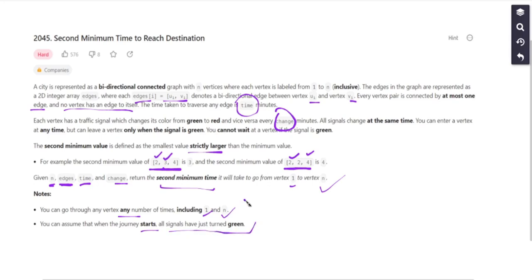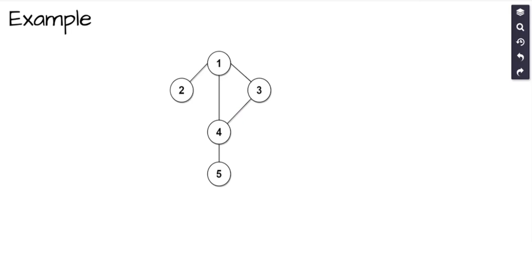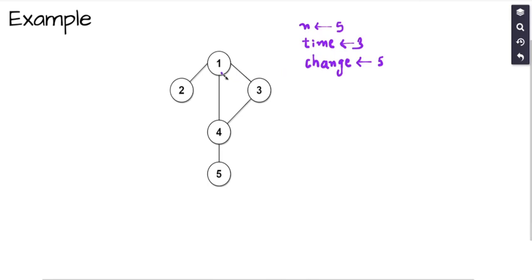So let's better understand the problem statement using an example. Here we have an example, and the time it takes to traverse any edge of this graph is 3 minutes, while the traffic lights flip after every 5 minutes. So initially we are standing on vertex number 1, we want to reach vertex number 5. So let's check out the possible paths that we can have.